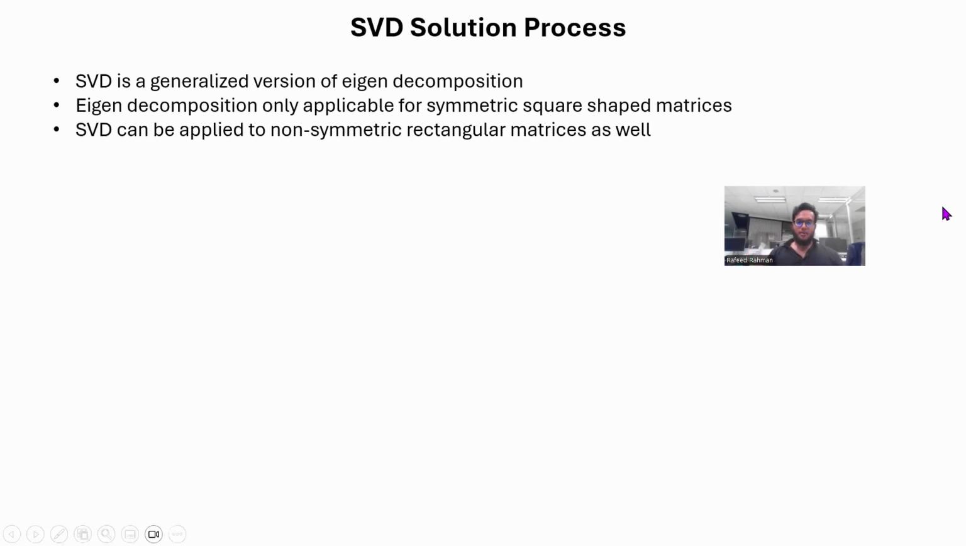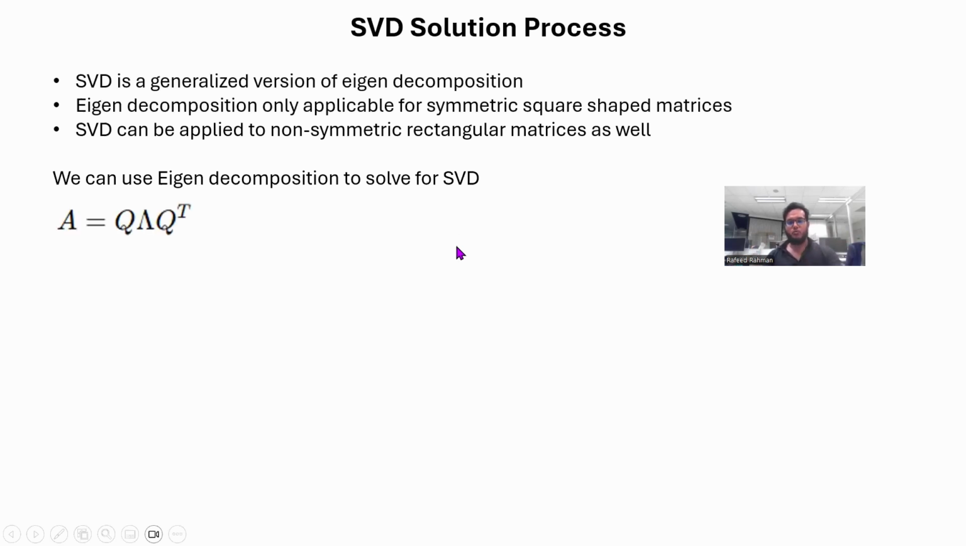So SVD can be applied to non-symmetric rectangular matrices as well. So it's more generalized. So we can basically use Eigen decomposition to solve for SVD, which we are going to do right now. This is the result you get if you decompose a symmetric matrix A using Eigen decomposition. So you are going to get Q and Q transpose, which are both orthogonal matrices. And you are going to get something of lambda, which is very similar to the sigma matrix that we saw for SVD, or the singular matrix, whatever you want to call it.